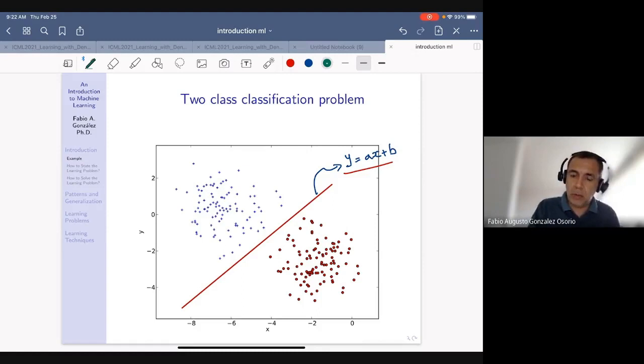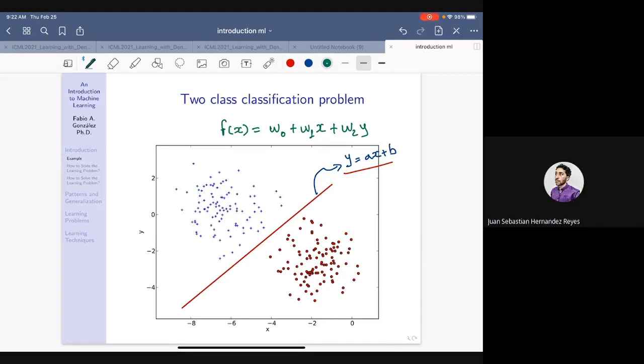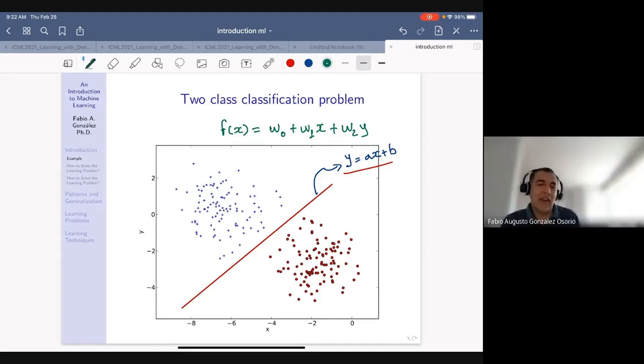What Luis Alejandro wrote will be something like this, the prediction. I will call f of x equal to W0 plus W1 x plus W2 y, right? So it's exactly what Luis Alejandro wrote, but with the name of the features that we have here, x and y. So Juan Sebastian, this will be the function that we will look for, right, using logistic regression. Yeah, that was the one I thought of. Okay.